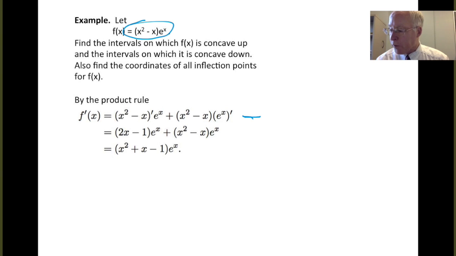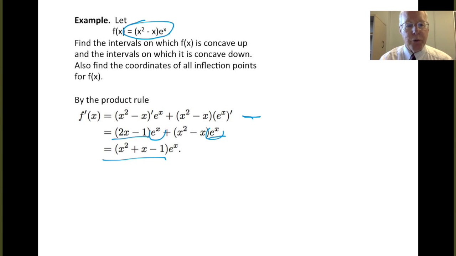So the product rule looks like this: derivative of the first function times the second plus the first function times the derivative of the second. We're just differentiating a polynomial and an exponential here, so these are pretty easy derivatives. And we're going to simplify in this case. There isn't much to it, but factor the e to the x out and add the remaining polynomials to come up with this form for the first derivative.